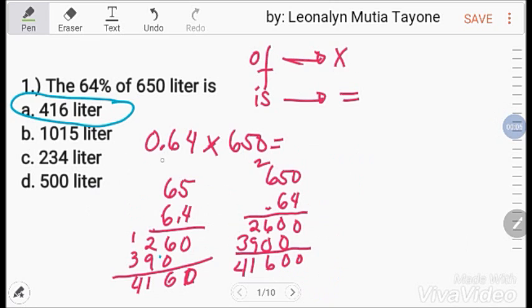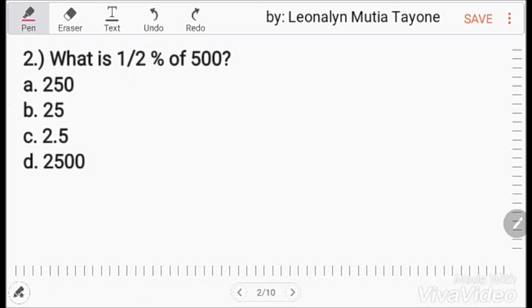Para mas lalo maintindihan ang pag-multiply nitong may decimal, kinakancel natin yung 0 at itong si decimal, minove natin to the right. Ito na yung nangyari. So isang decimal lang siya, kaya isa lang din dito, kaya 416. Ganon din kung hindi mo i-cancel at as is lang siya na 0.64, ito ang sagot niya, tapos dalawa, 1, 2, 1, 2, so 416.